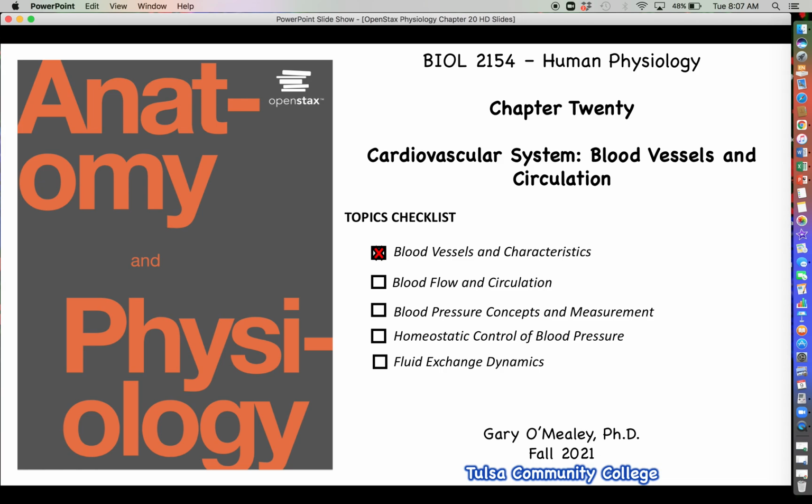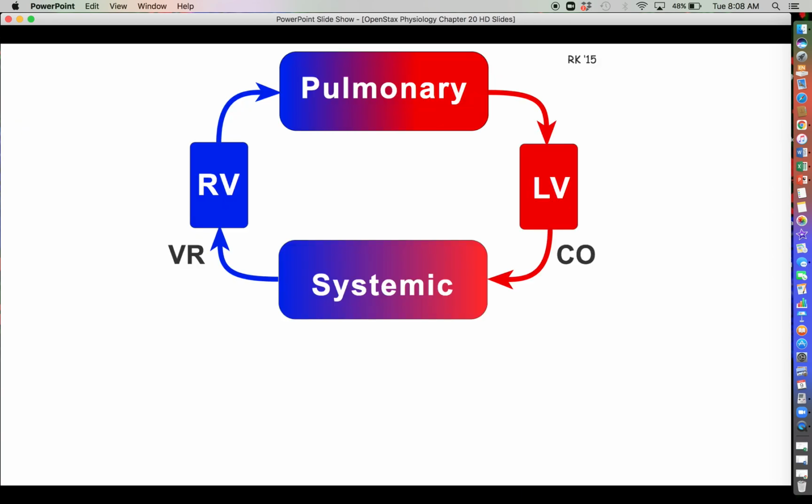Welcome back, everyone. Let us go ahead and move on to the next section in Chapter 20, in which we are going to discuss concepts associated with blood flow and blood circulation. Now, here you can see a simplified diagram that shows the circulation of blood throughout the body.